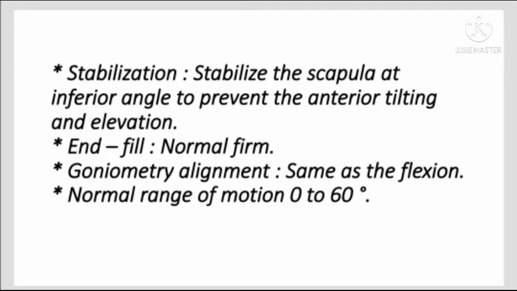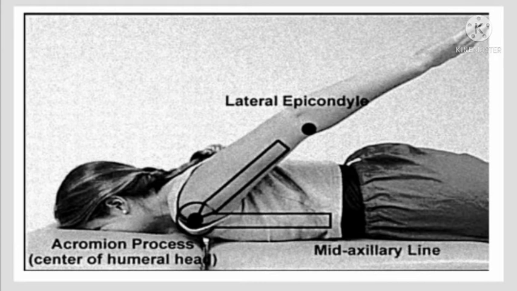Stabilization: stabilize the scapula at the inferior angle to prevent anterior tilting and elevation. End feel is normal firm. Goniometry alignment is the same as the flexion. Normal range of motion is 0 to 60 degrees.